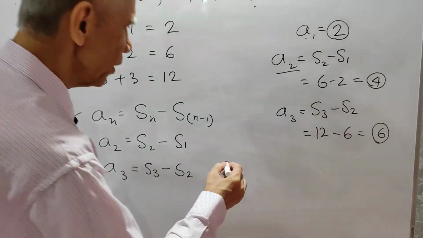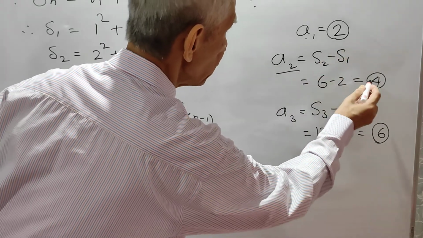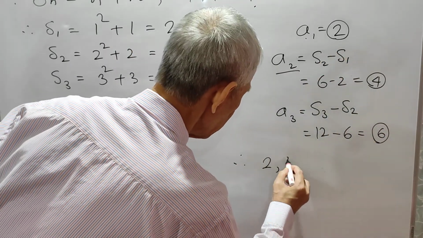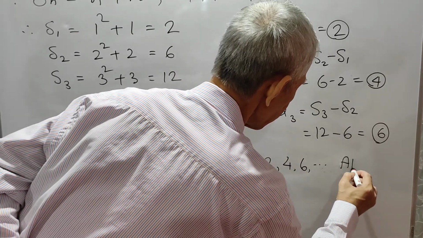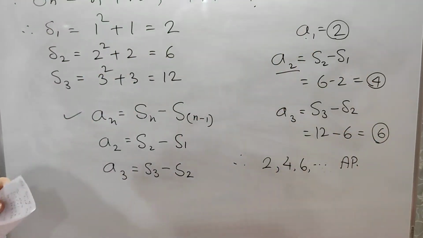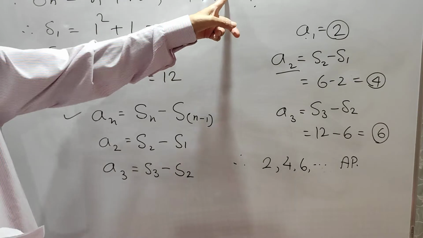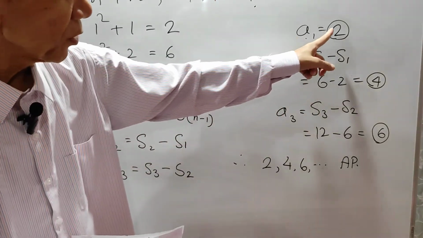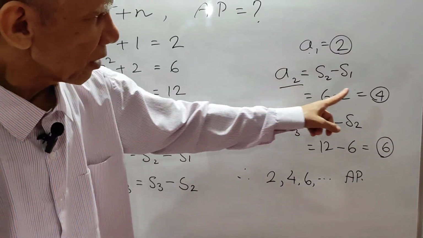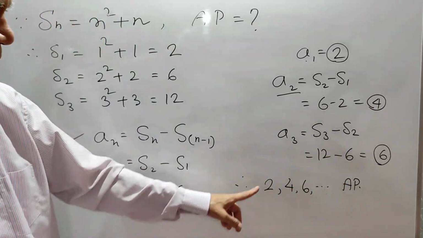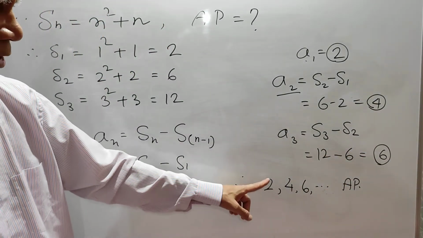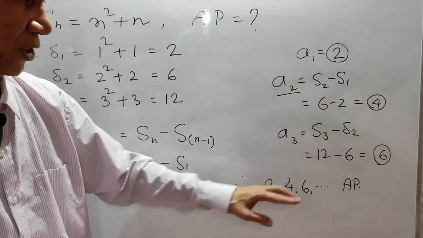Therefore, what will be the AP? The AP is 2, 4, 6. So our question was to find the AP, and we got the AP: first term 2, second term 4, third term 6. 2, 4, 6 is an AP. And what is the common difference here? Obviously 2, because 2 plus 2 is 4, 4 plus 2 is 6.